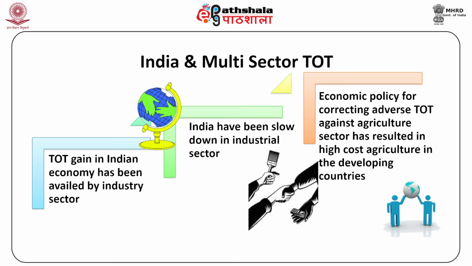Multi-sector terms of trade analysis in the case of India has been done in a PhD thesis by Surajit Deb, who has found in his empirical study that terms of trade gain in the Indian economy has been availed by the industrial sector. Many countries of the world, including India, have slowed down in the industrial sector. Economic policy for correcting adverse terms of trade against the agriculture sector has resulted in high cost agriculture in the developing countries following price protection by the government.